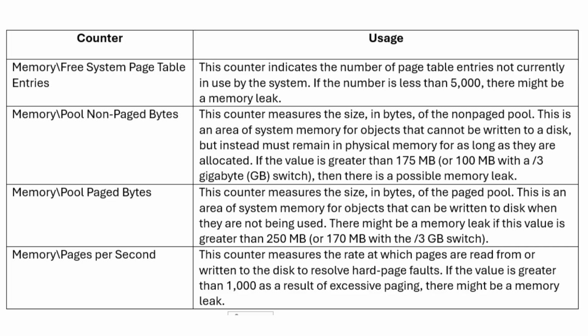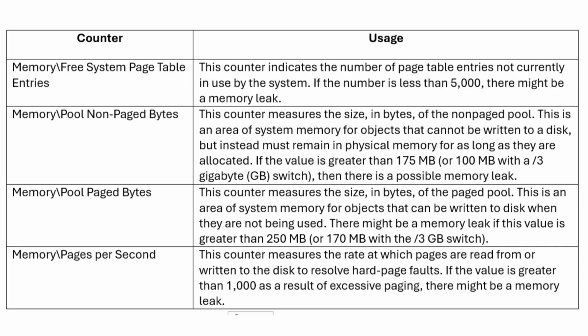Memory, free system page table entries. This counter indicates the number of page table entries not currently in use by the system. If the number is less than 5,000, there might be a memory leak. Memory, pool nonpaged bytes. This counter measures the size, in bytes, of the nonpaged pool. This is an area of system memory for objects that cannot be written to a disk, but instead must remain in physical memory for as long as they are allocated.